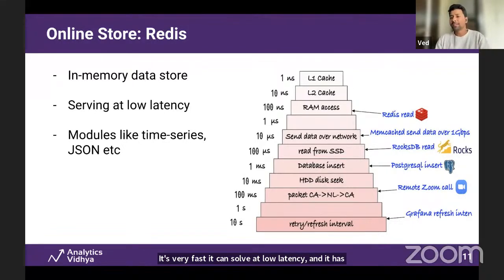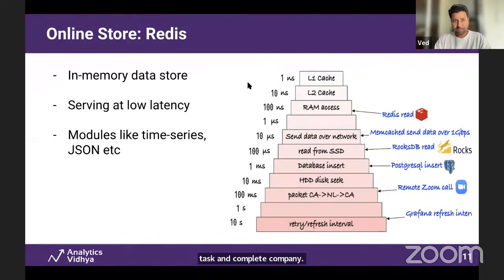For the online store part, it is not compulsory that you use Redis. There are other alternatives as well. You could have used MySQL here. Depending on your type of data, or depending on the application's latency, you could have used Cassandra here as well. So the choice of online store depends on the task and on the company.